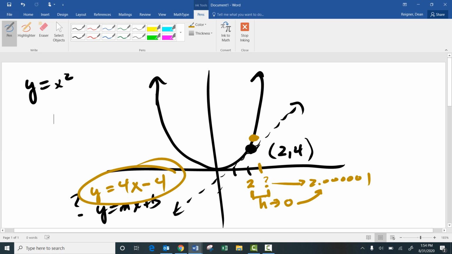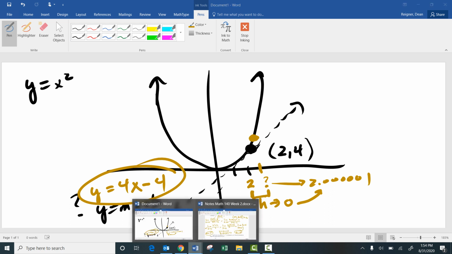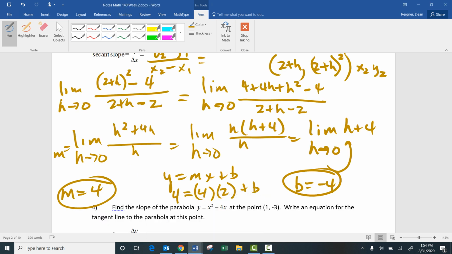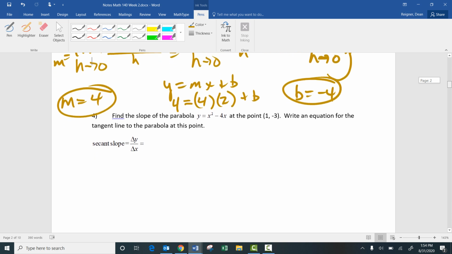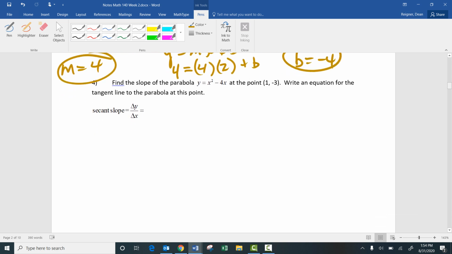Okay? So the next problem is virtually the same, except that the equation's a little different. All right? So we're going to do the same thing. We're going to find the slope, and then we're going to find the equation of the tangent line. Okay? So here we go.